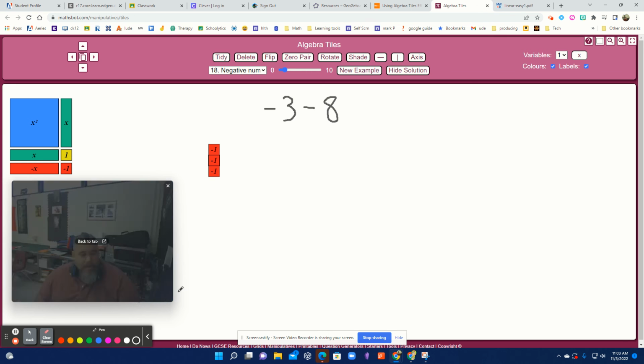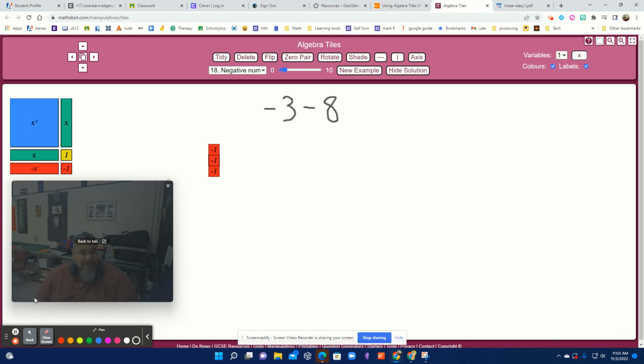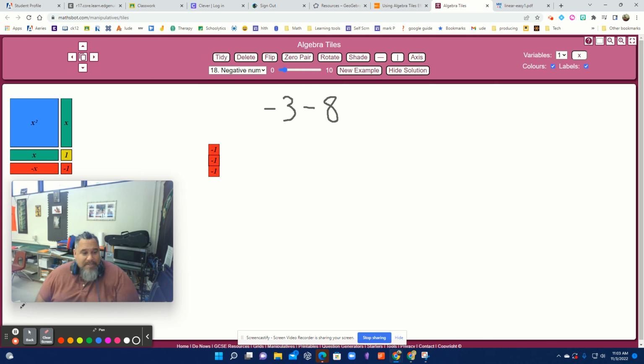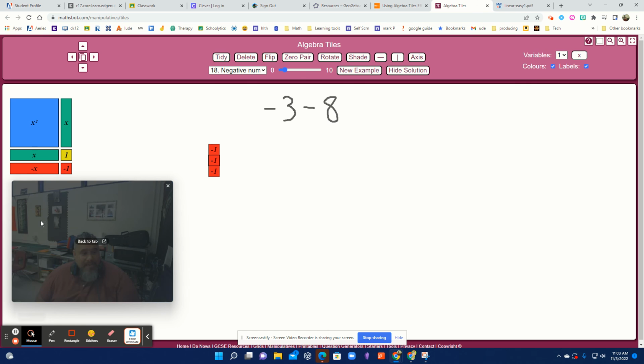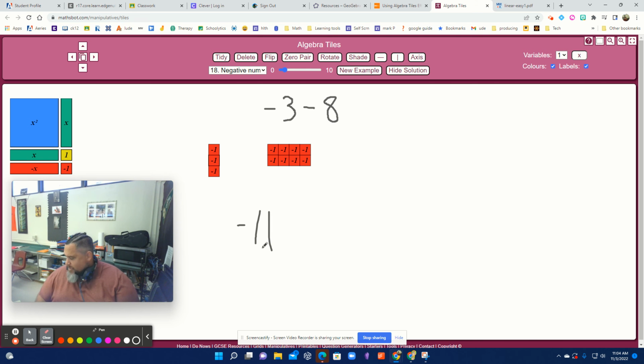And this works the other way. Watch. Right here, I have -3 minus 8. So here's my -3, but I don't have 8 to take away. That's all right. I realize that taking away 8 is the same as just throwing on 8 negative tiles. And so I can go over here and I can 2, 4, 6, 8 it. And let's put them all together. And I see I have 11 negatives. And so the answer is -11. All right, let's stop and do some problems with this.